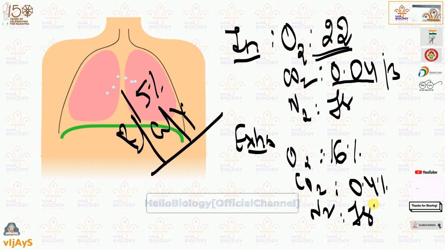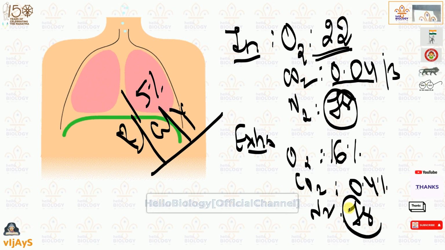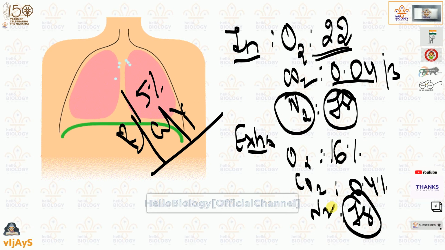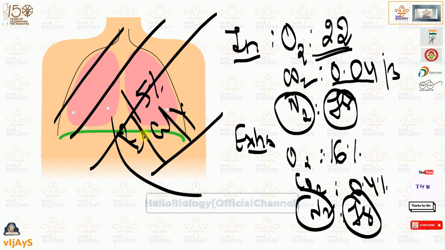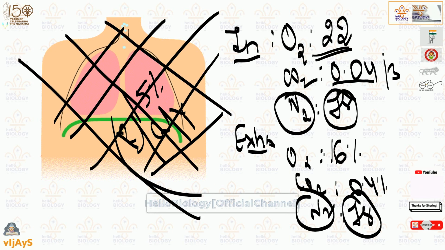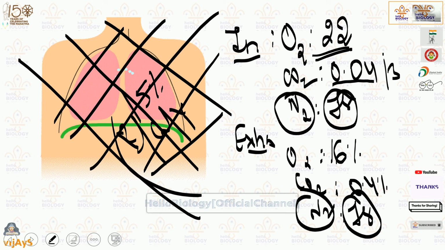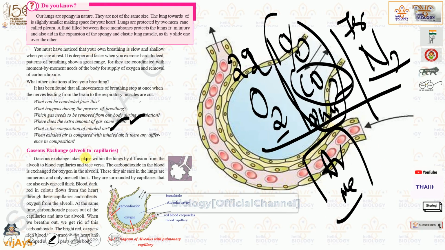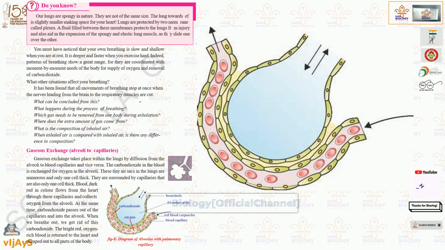Nitrogen anyhow 78%, it just comes outside. Why? Because nitrogen has no importance in our lungs, in the respiratory system. This nitrogen does not have any importance in our respiration. Understood? The next topic is gaseous exchange at the alveolar level. This is also an important topic we discuss.